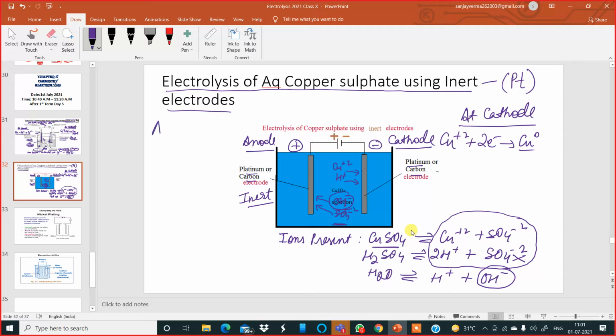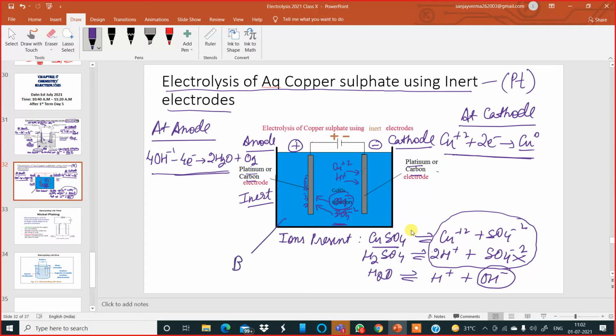Hydroxyl will discharge. At the anode, the weaker hydroxyl ion will discharge. Like I told you in the previous class, during the electrolysis of acidified water, whenever hydroxyl ions discharge, you have to use four hydroxyl ions discharging by losing four electrons to produce two water molecules and one oxygen molecule. So oxygen gas is formed at the anode in this case. This is the reaction at the anode and this is the reaction at the cathode. Now in the beginning, the color of this solution is light blue.